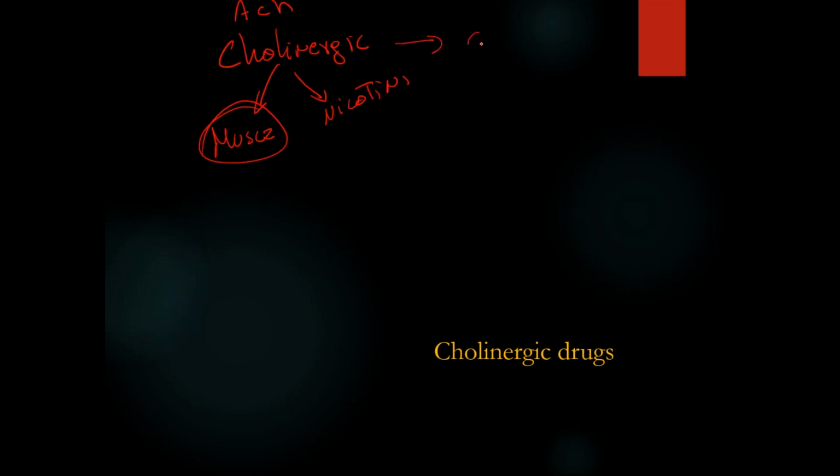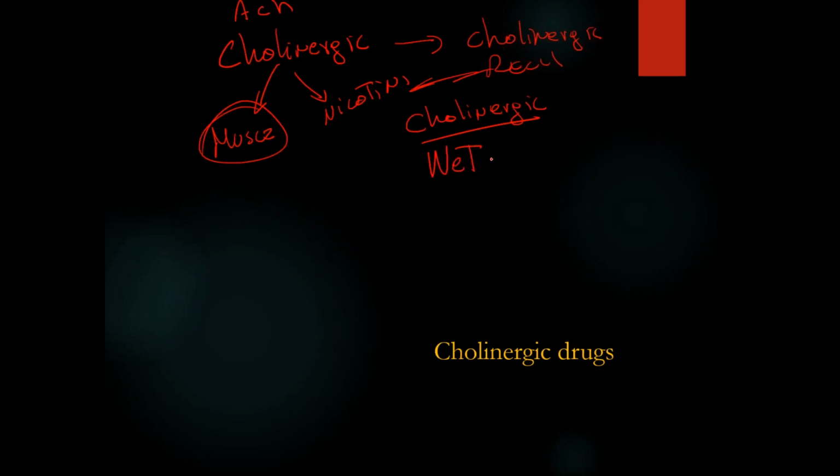Cholinergic is going to use cholinergic receptors. What are those receptors? Nicotinic and muscarinic. That is where the word cholinergic agents comes from. Now, in order to remember cholinergic, let's do it very fast, it is going to be everything wet. What wet? You're going to have urinary incontinence.